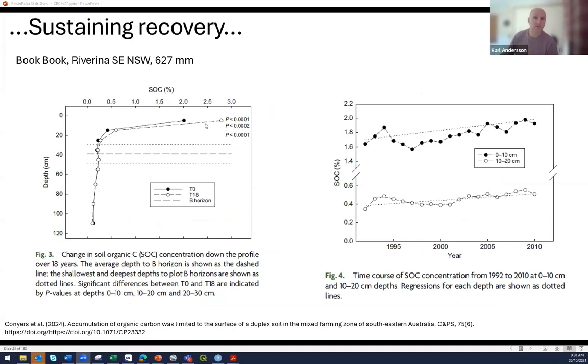All right. So this one here was from a long-term trial. It was that one a touch earlier. The increases were measured over a sustained period, over 18 years, but they're mainly restricted to the surface. So that's the whole profile here. An accumulation in the surface and a little bit in the subsurface, but not that much further down.